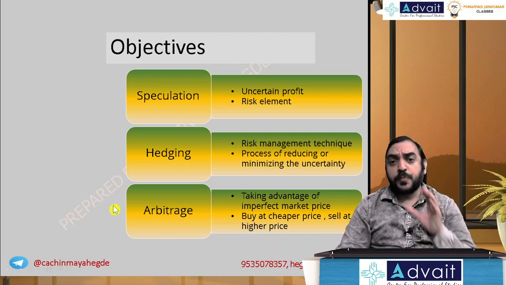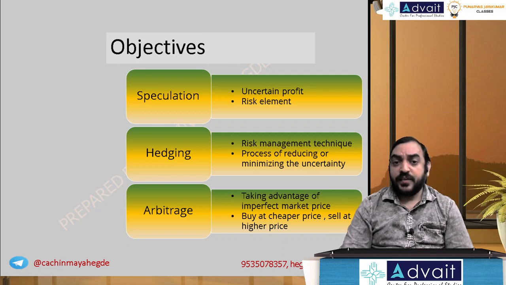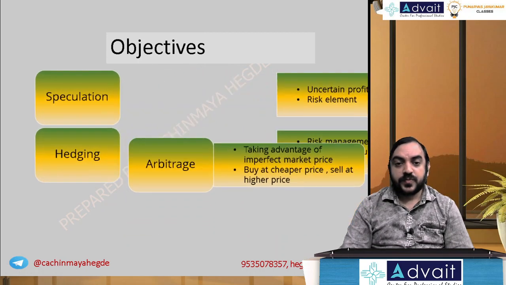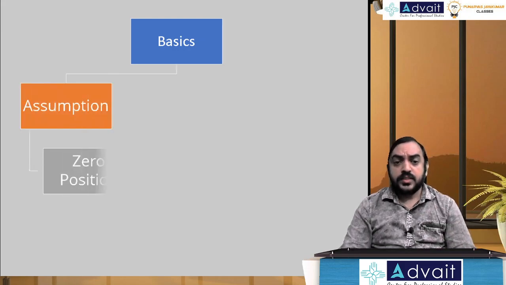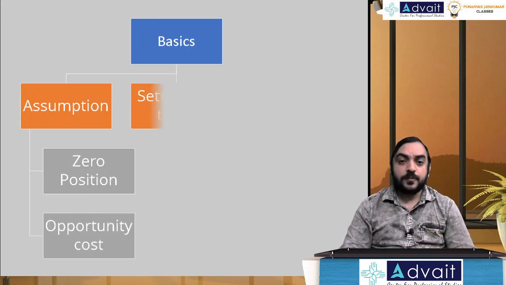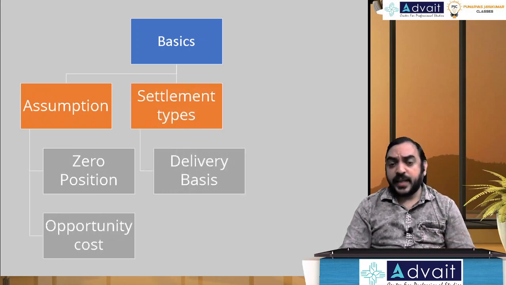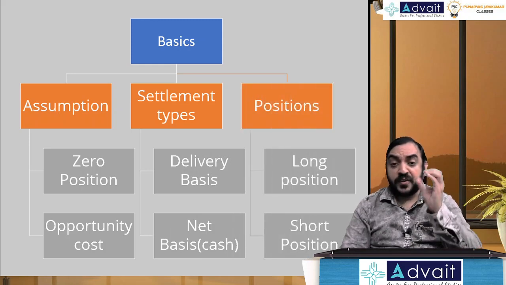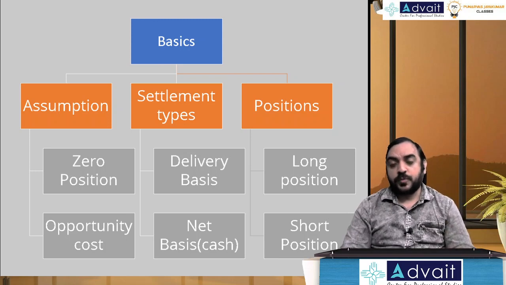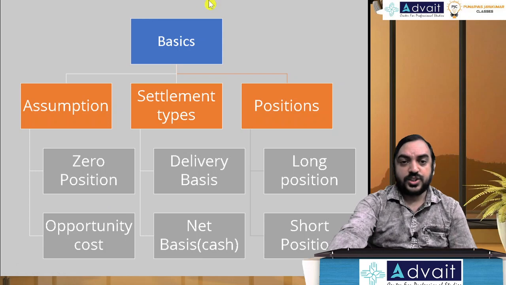So this is about the objectives of derivative instruments. A few more terminologies you have to understand, some basic assumptions that we have, and settlement types we have to understand. And more importantly, very importantly, long position and short position. Take down this chart. We'll discuss it one by one in detail now. Please take down this chart.